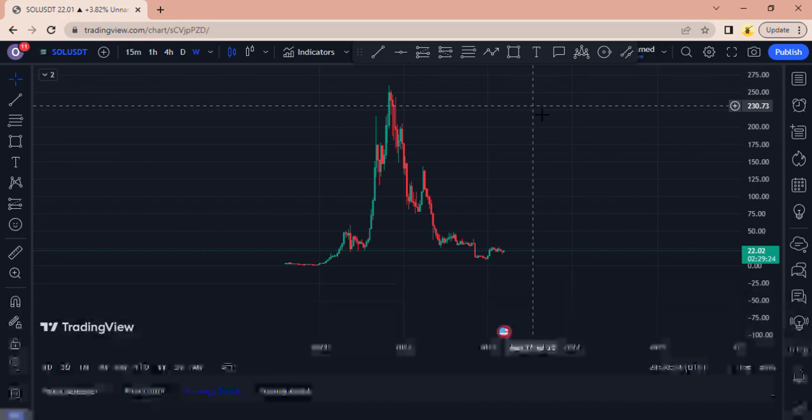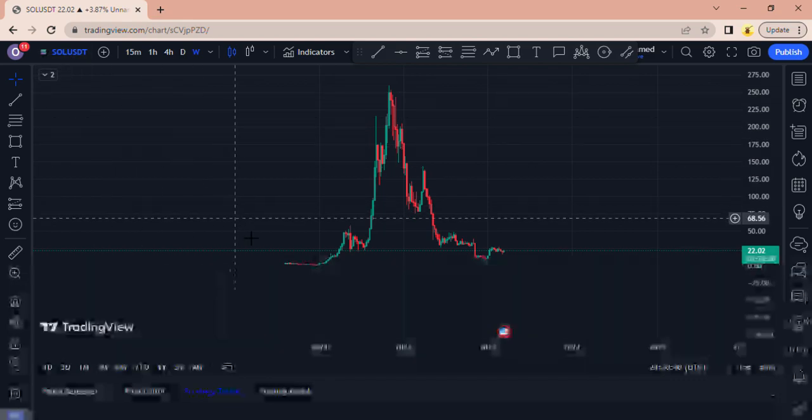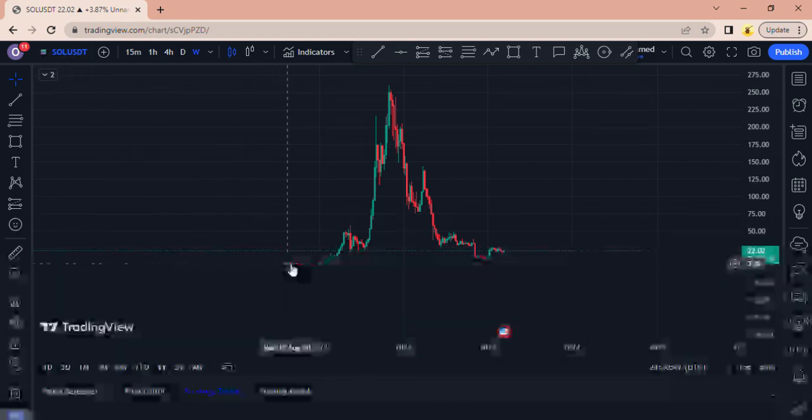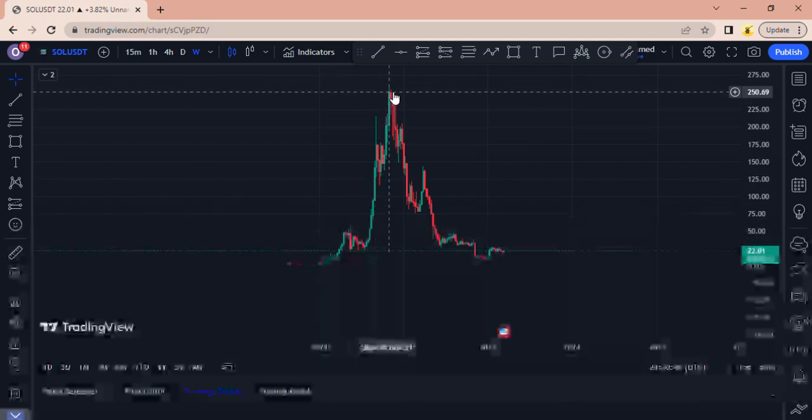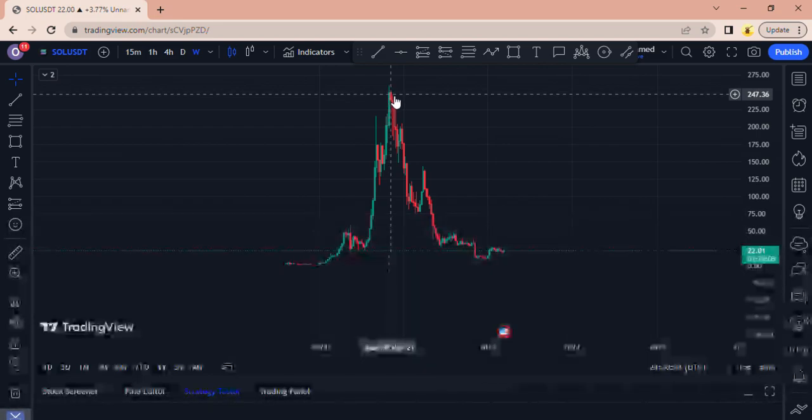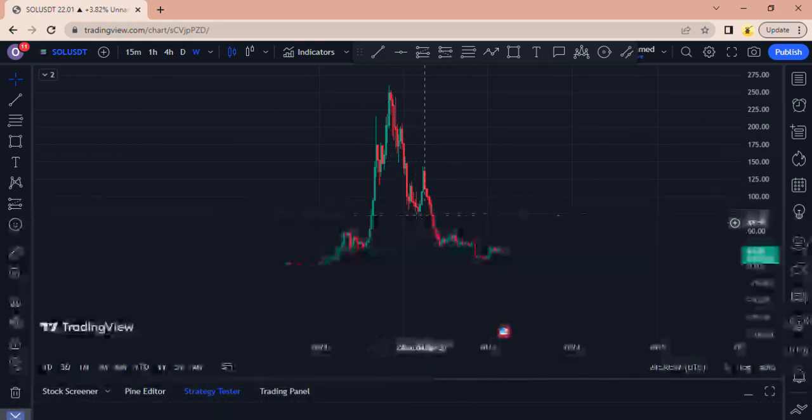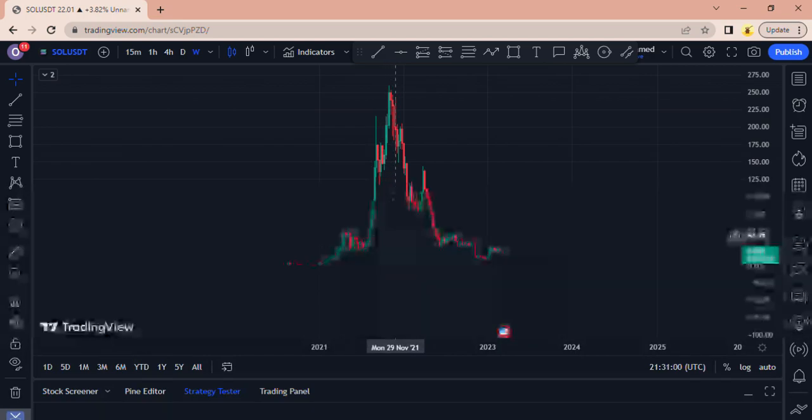So looking at the weekly time frame of Solana, SOL USDT, we can see from August 2020 the price was actually moving in an uptrend, and then at some point we crashed down, and at the moment we are at this level. Alright, so looking at this, I can see that it's in two phases. First phase was an uptrend, and then the second phase is a downtrend.